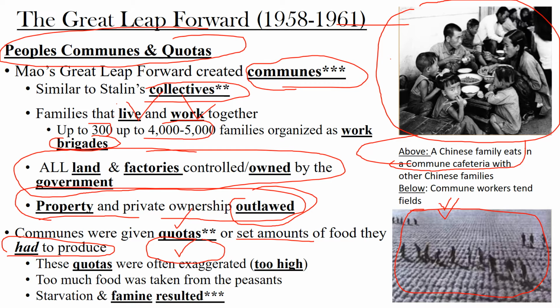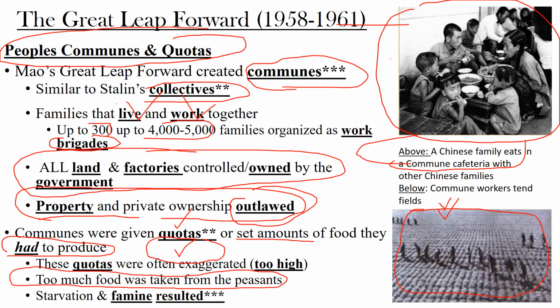They're like, oh, how much do you want? You want 5 tons of grain? Listen, bud, I don't know if you know me, but I'm kind of a go-getter. We're going to produce 7 tons of grain with my work brigade. And so these quotas are artificially too high. The reports that these cadre leaders are sending in are way over-exaggerated. And that is going to mean too much food is taken from the peasants.